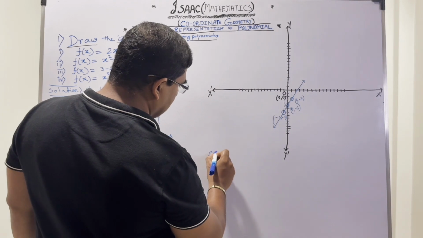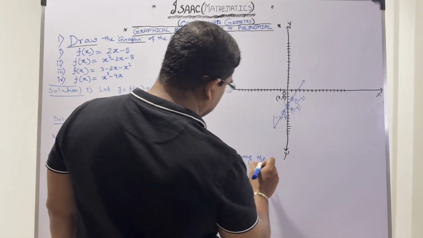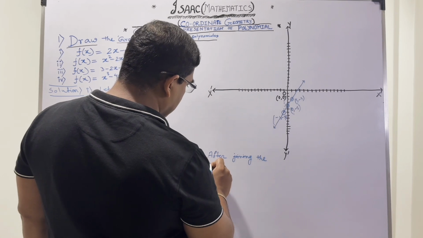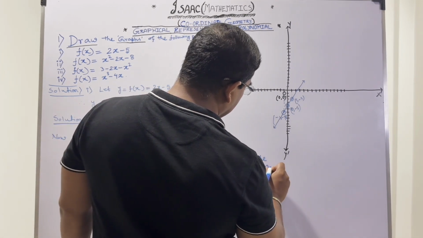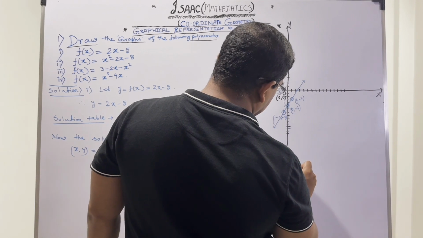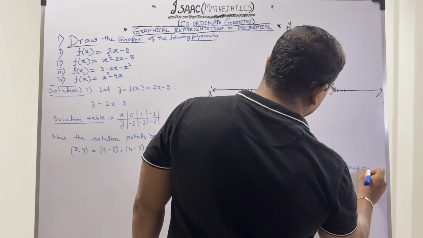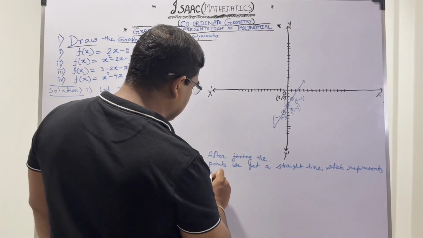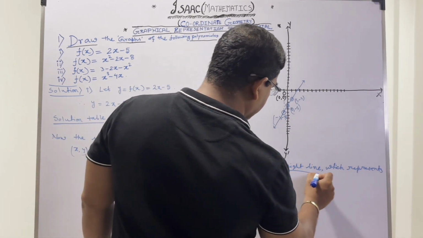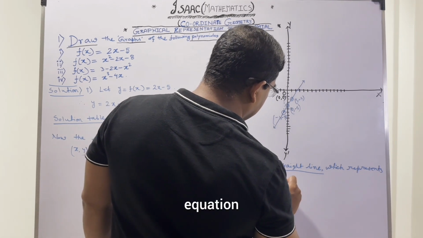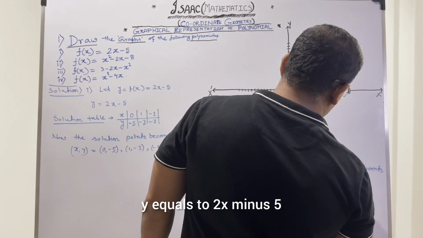So, after joining the points, we get a straight line which represents the graph of the equation y equals 2x minus 5.